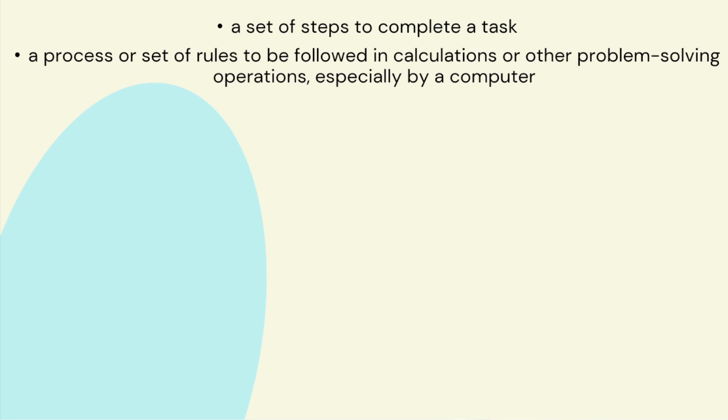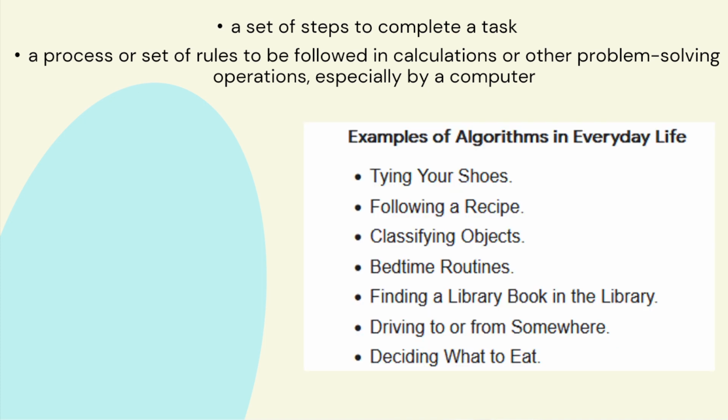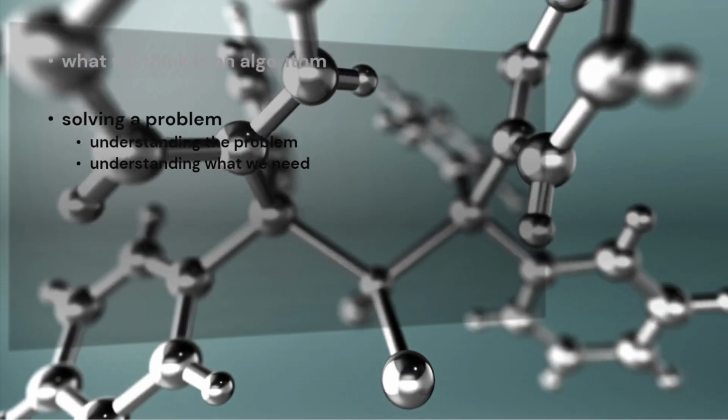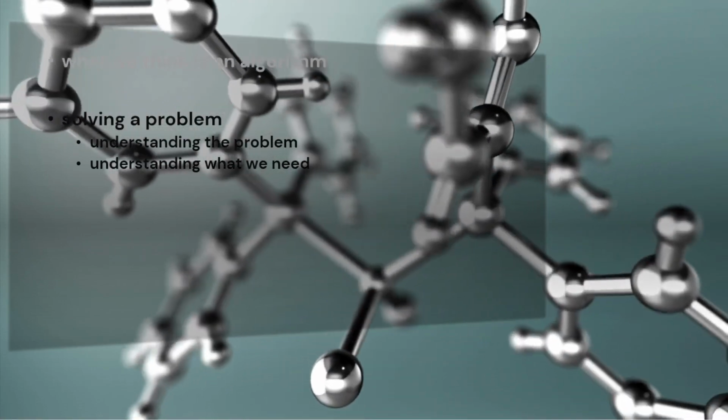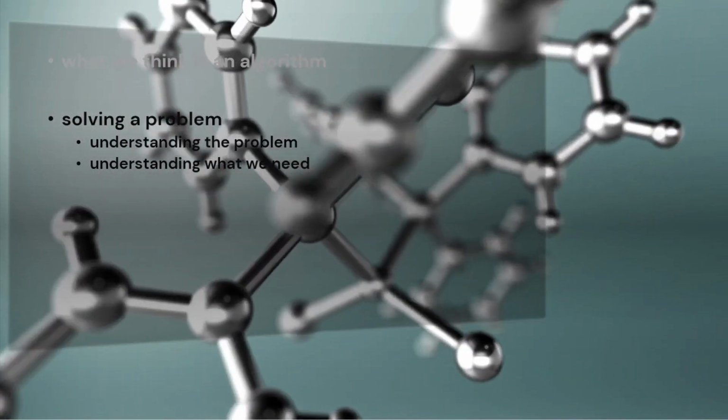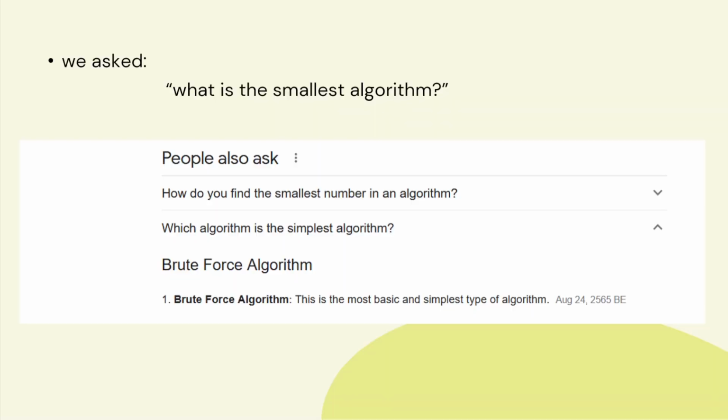So here are definitions: a set of steps to complete a task, which sounds quite simple, and a more complex definition about making calculations and problem solving, especially by a computer. Here are examples of algorithms that people do in everyday life. So let's look at solving problems. And that means understanding the problem and understanding what you actually need.